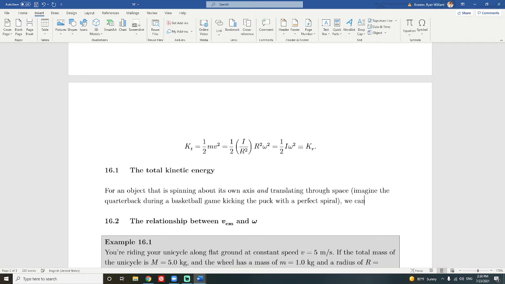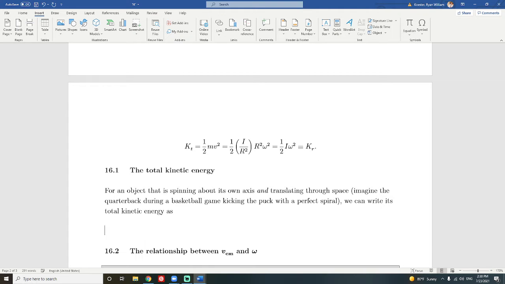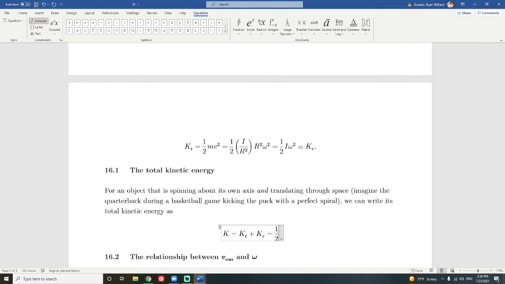But we can write its total kinetic energy as, and let me do it like this. I'm going to say K without a subscript is the total kinetic energy. And the translational kinetic energy is going to be a big K with a T subscript, and the rotational kinetic energy is going to be a big K with an R subscript. So we could write this as: it's 1/2 mv squared plus 1/2 I omega squared.